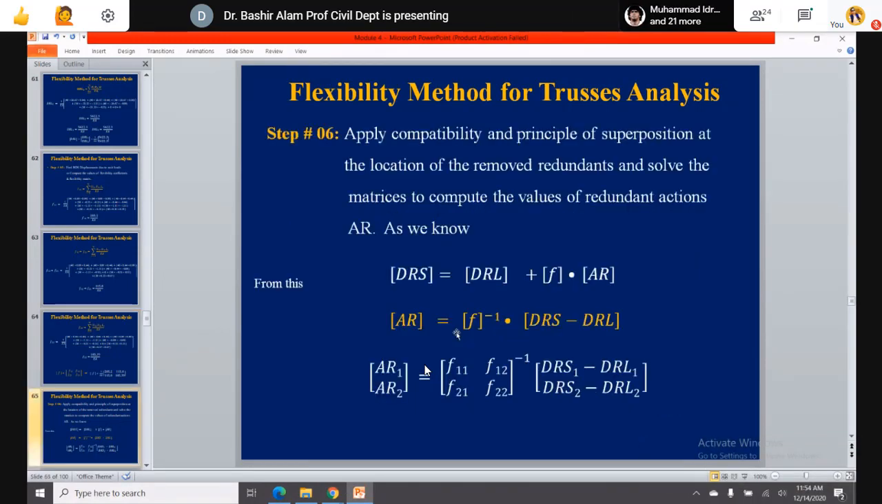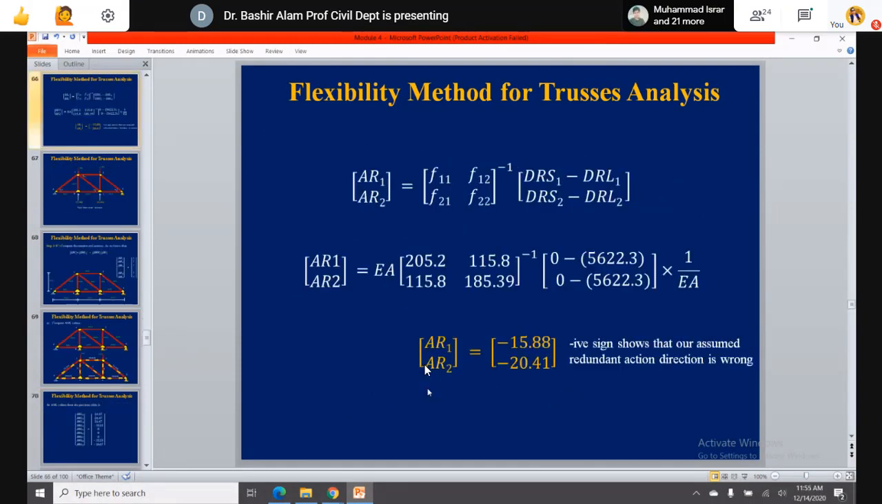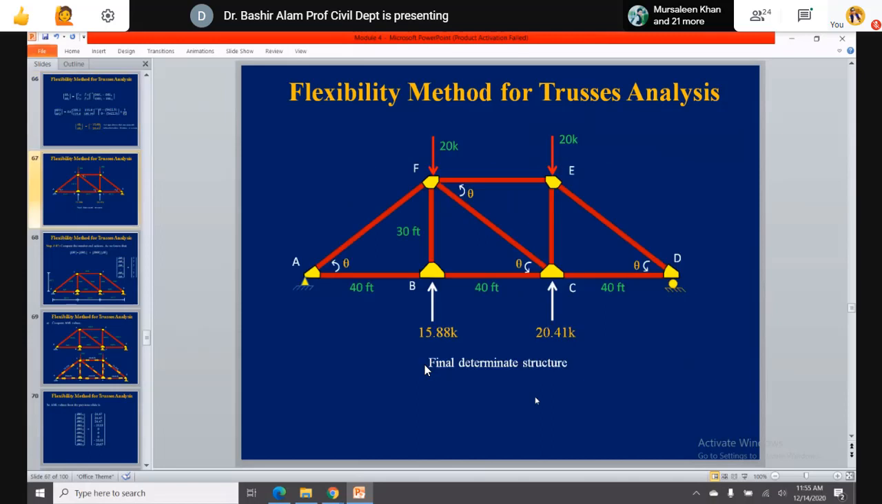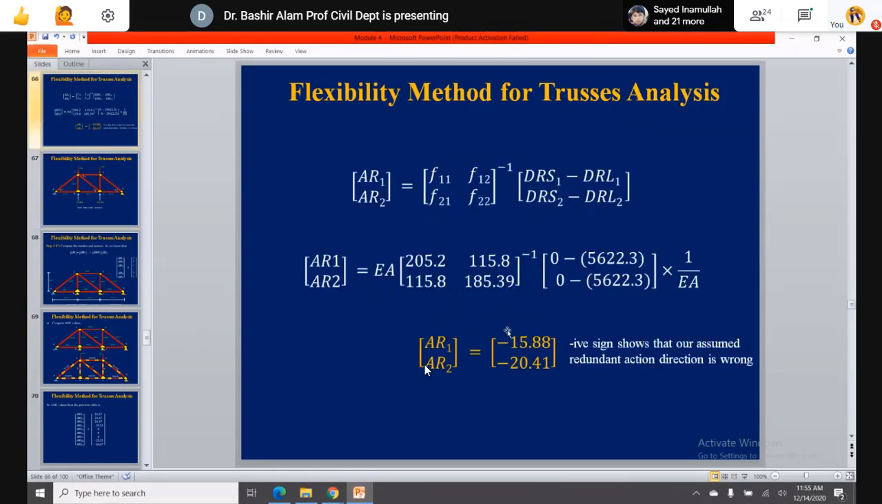We go to the compatibility condition now. Put all these values and find out AR1 and AR2. So you see here, AR1 is coming 15.88 and AR2 is coming, and you see here we are getting negative values. So what we do, we just reverse the directions, and these values we now put here.